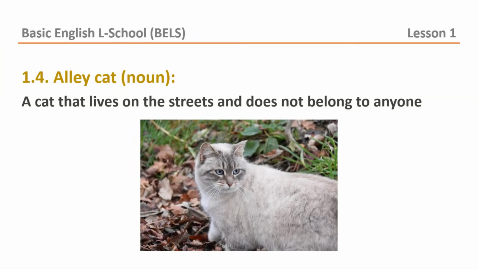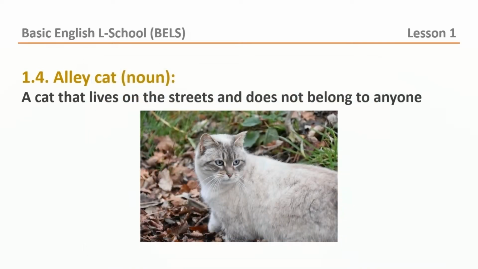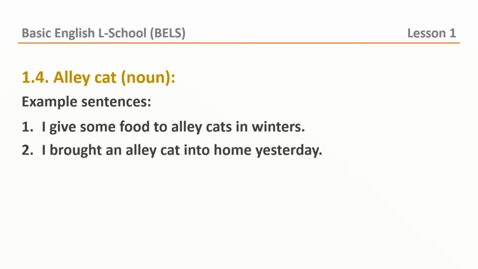Alley cat. It is a noun. An alley cat is a cat that lives on the streets and does not belong to anyone. The vocabularies are cat, live, street, belong, anyone. Example sentences. I give some food to alley cats in winter.